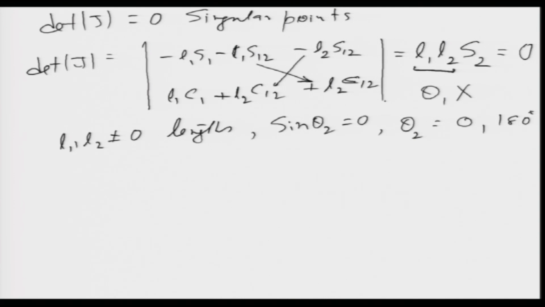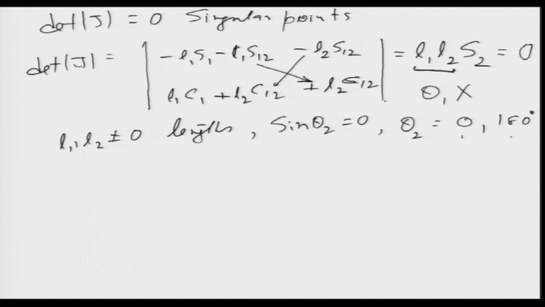As I had said earlier, sine and cos always have 2 solutions. So, sin theta 2 will be 0 for values of theta 2 equal to 0 and 180 degrees. So, these are the 2 positions where the manipulator becomes singular.